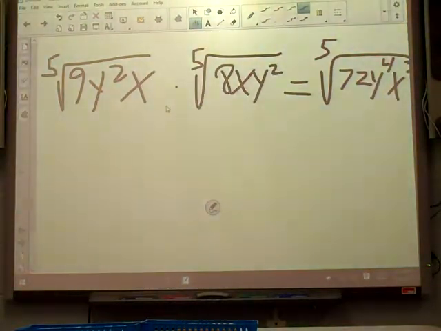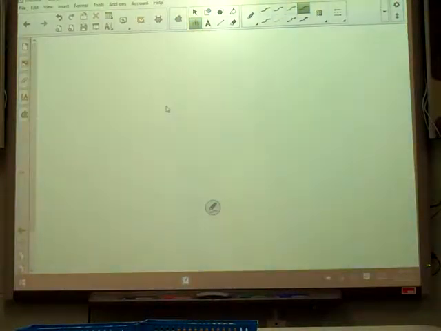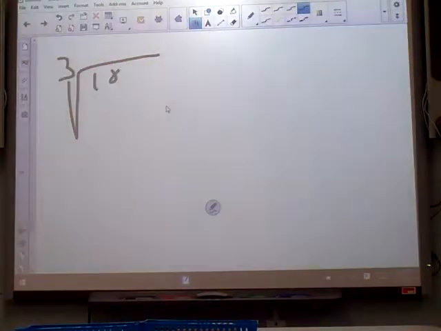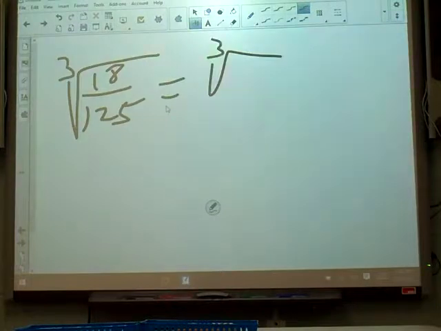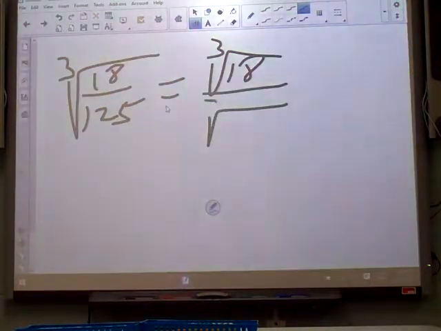Alright, rules are the same when we're looking at division. So if I have cube roots of 18 divided by 125. Okay, when the whole thing's being cube rooted, remember that means you cube root the numerator, you cube root the denominator.